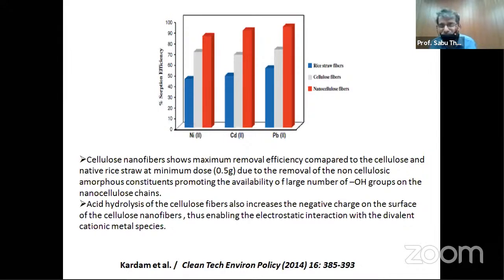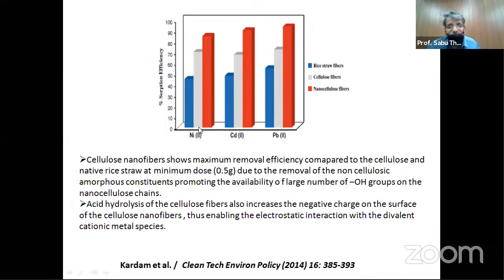Many contaminants in water could be removed. Here, again, a very interesting slide from Professor Kahneman's group from Europe. You know what they did? They made rice straw fiber. They did not do much chemical modification. They took rice straw fiber, and see the removal of nickel.